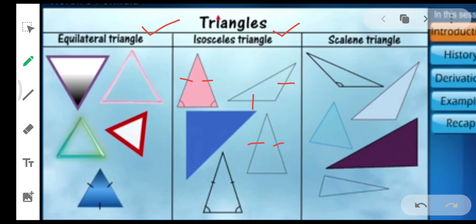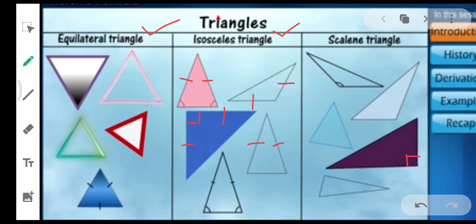Then here there is another type of triangle, that is right angle triangle, you can see. And this is also a right angle triangle. This is also a right angle triangle. This is called isosceles right angle triangle. And this is also a right angle triangle but a scalene right angle triangle.